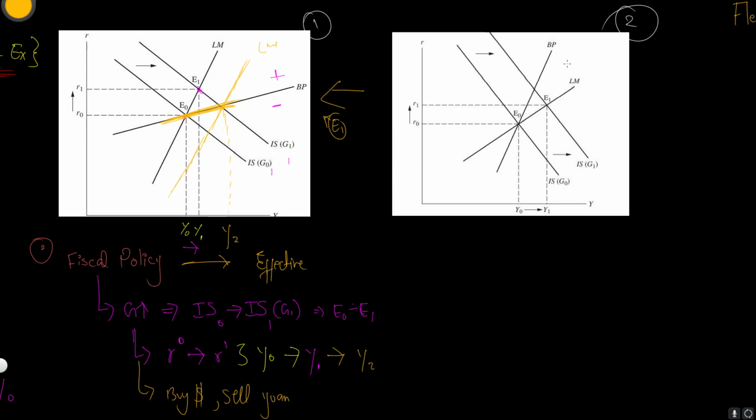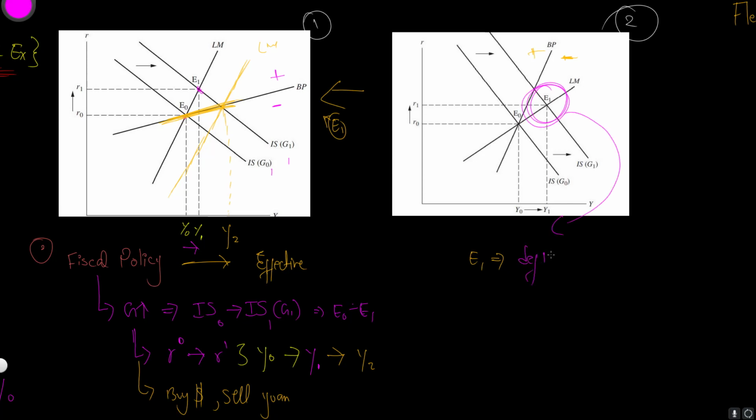But over here we can see that E1 is below the BP line, so we are going to have a deficit. Anything on the right of the BP line or below the BP line is going to be a deficit. Anything above the BP line or left of the BP line is going to be a surplus. Over here E1, the equilibrium point, is a deficit. So this point over here is in a deficit.